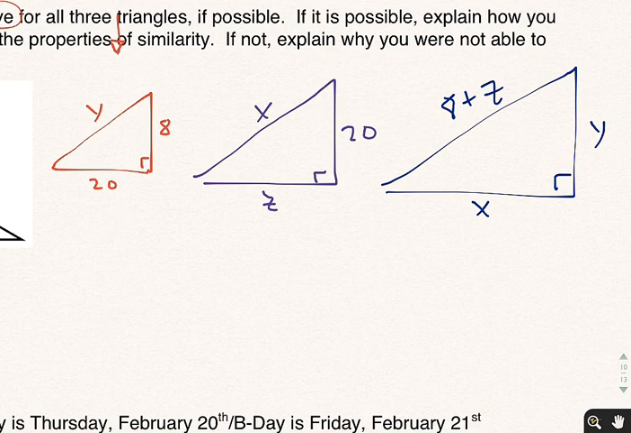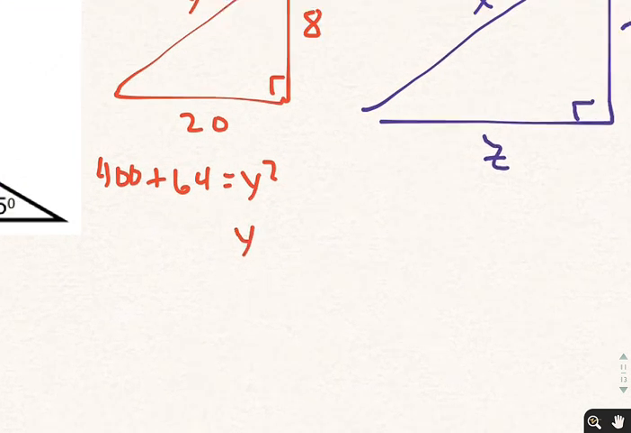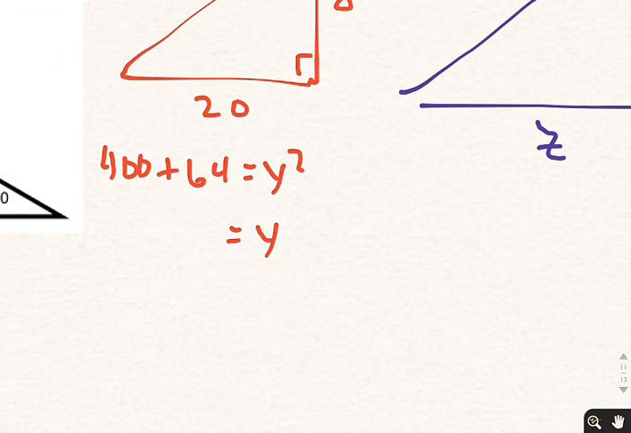So if I have 20 squared, which is 400, and I add 64 to it, I get y squared. So if I add those two pieces together, I get 464. And then if I square root that, and I'm going to have to round here, which kind of sucks, the y value is 21.54. Okay, so that's an approximation, of course.